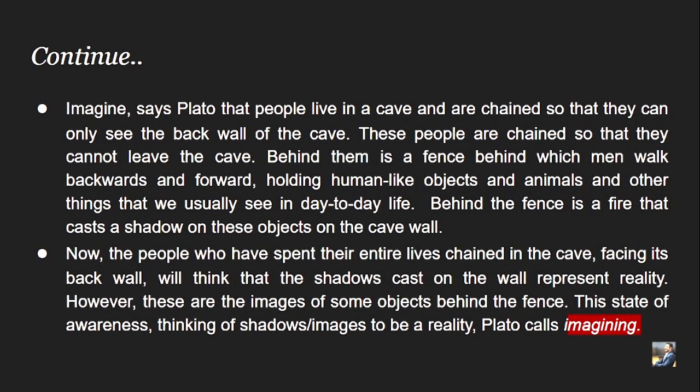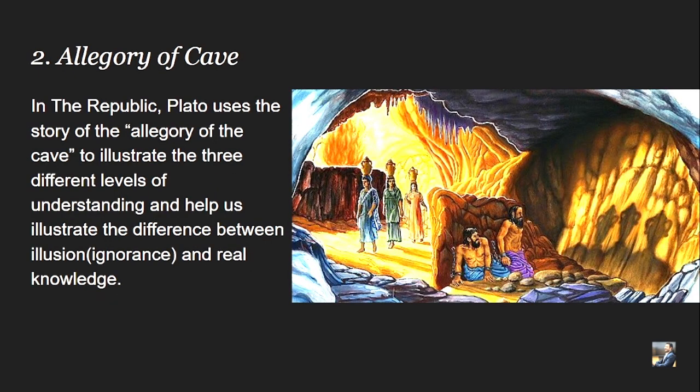Okay, so imagine, says Plato, that people live in a cave and are chained so that they can only see the back wall of the cave. Okay, so here people are, on the other side we can see there is an opening to the cave and people are facing the back side of the cave. Okay, and they are chained, so we can see the shackles on their hands. Okay, and they are seeing the shadow. Okay, they are facing towards the wall, there is an opening to the cave on the other side, and they are seeing the shadows of moving figures on the back wall of the cave.